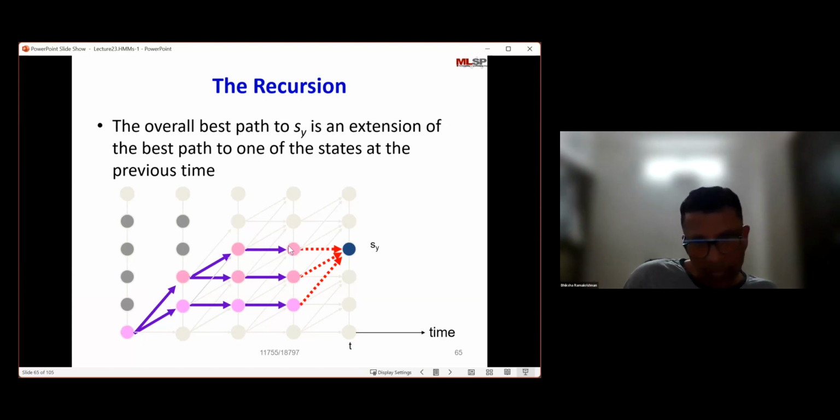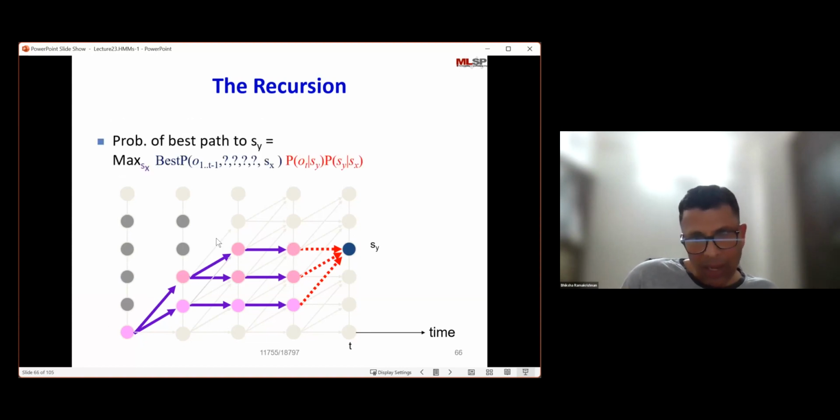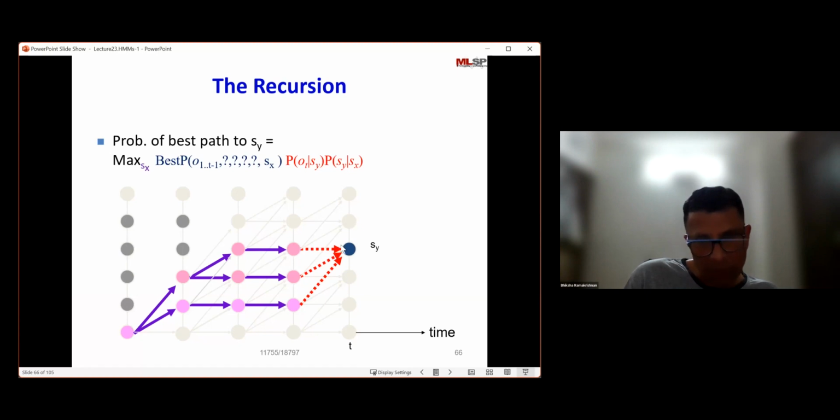And the probability of the best path to this node, let's assume it's known. If I know the probability of the best path to this node, then multiplying it by this transition probability, and then comparing it to the probability of the best path to this node multiplied by this transition probability, and the probability of the best path to this node multiplied by this transition probability. If I just compare the 3 and pick the largest, then I know which is the best overall path coming to this node.